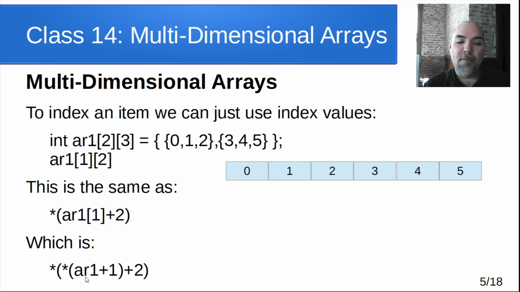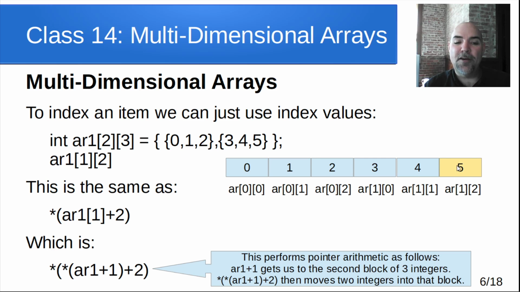So if we look at that, AR plus 1, well, AR1 here, that is going one group of 3 elements. So that's the first group of 3 elements. So we move over to here. And then from there, we add 2 spaces, and those are integer spaces, so 1, 2. So the place that that's going to be when I expand that is going to be this 5. So this performs pointer arithmetic for us. AR plus 1 gets us to the second block of 3 integers. So this would be AR1 plus 0. This is AR1 plus 1. And then we do plus 2 from there. So 1, 2. That gets us to that 5.